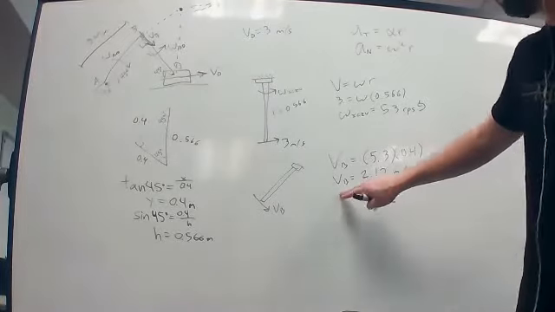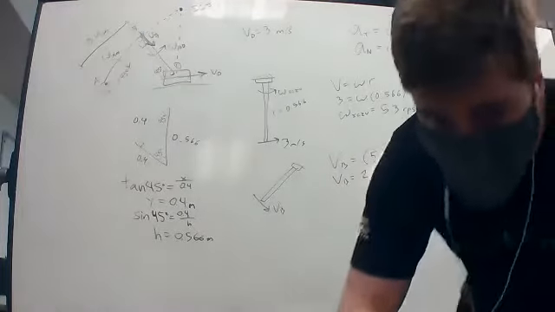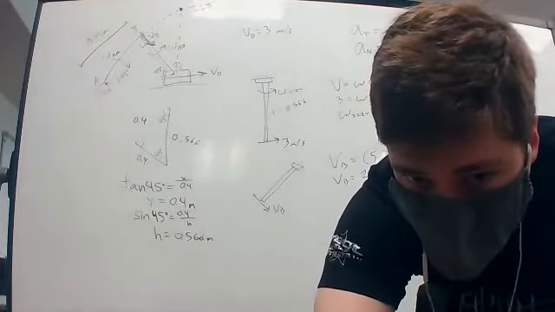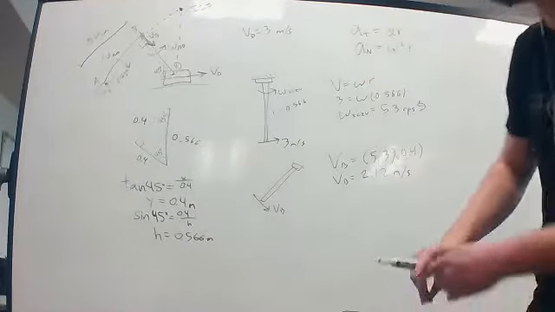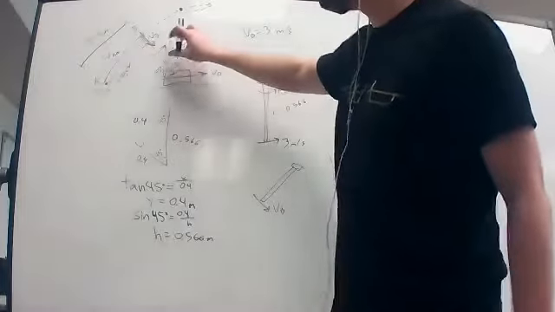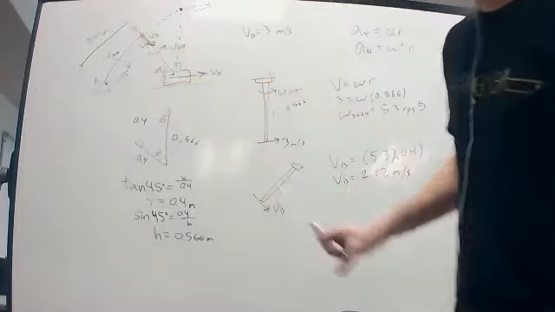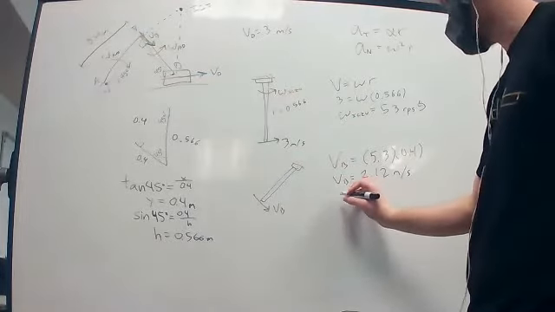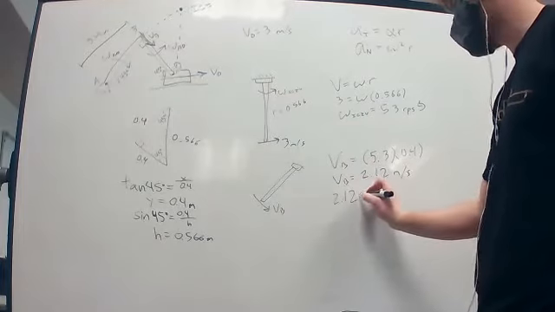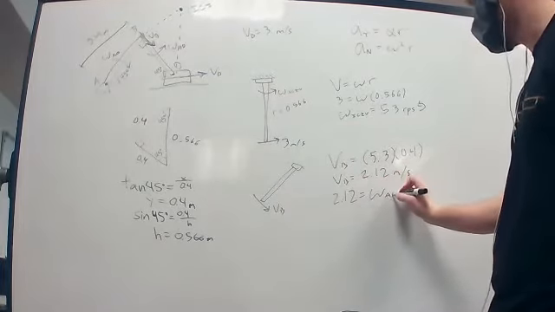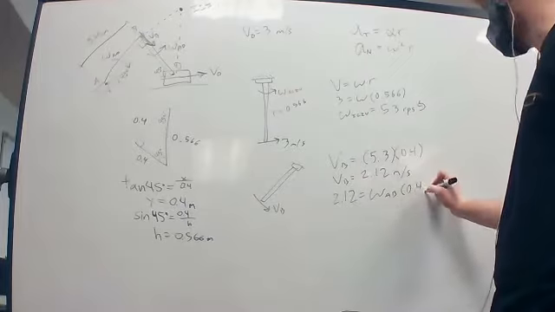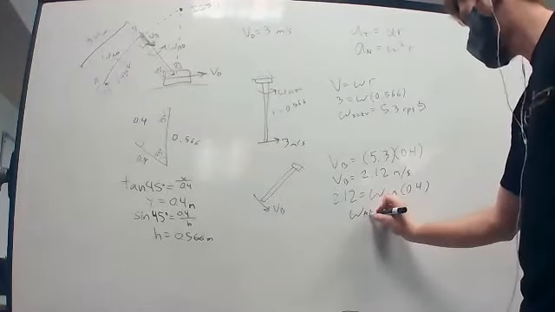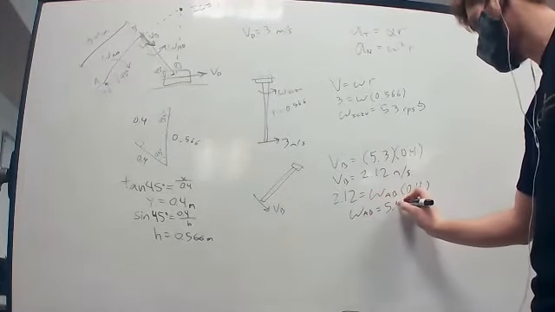And so we've done this to get VB. And what we can say now is that omega AB, so from here to here, is going to be equal to VB over this distance. So if that's the case, VB, so 2.12, is going to be equal to omega AB times 0.4. And if you notice, this is the same as this. So our omega value is 5.3 here.